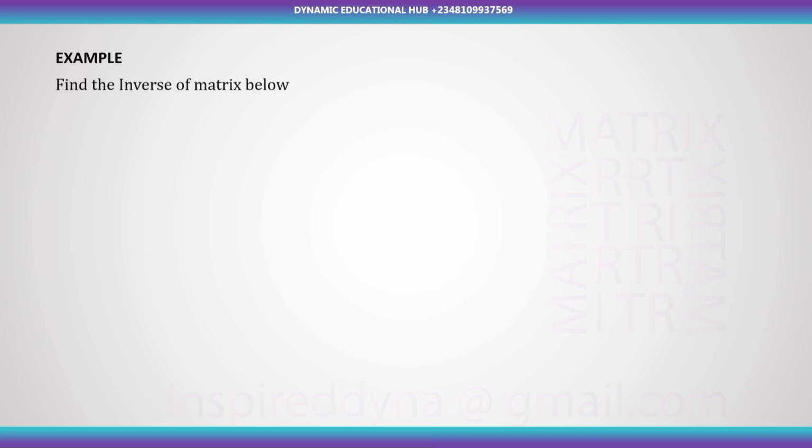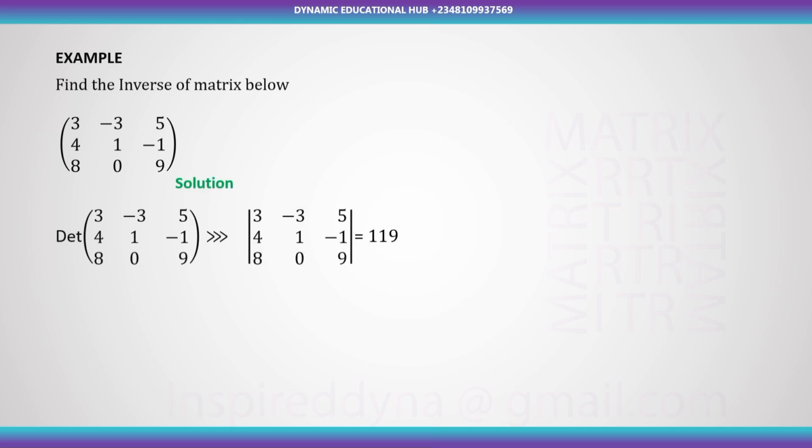Here is a simple example on 3 by 3. So let's see how to find the inverse of this 3 by 3 matrix. To find the inverse, the first thing is to find the determinant of this. In my previous video on determinants, I've solved this. And if you find the determinant, we are getting 119.